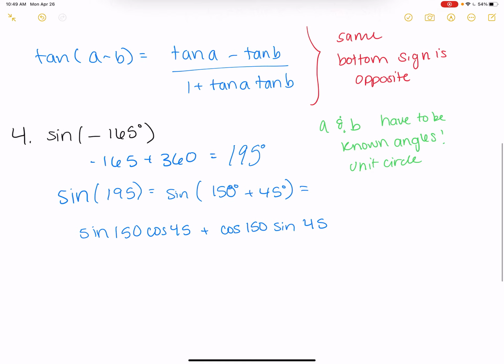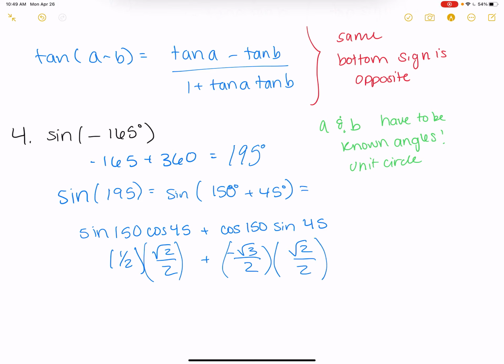Now on the unit circle, you're going to find 150 and figure out what the sine value is. In this case, it's 1/2. The cosine of 45 is root 2 over 2. Plus, the cosine of 150 is negative root 3 over 2. And the sine of 45 is root 2 over 2.